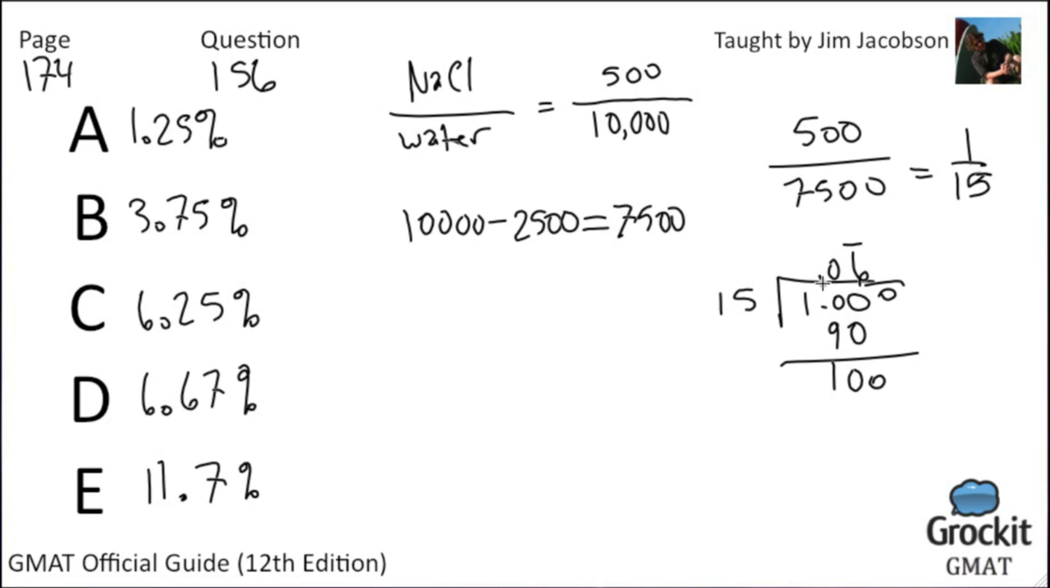And expressed as a percent, we move the decimal point over 2. So it's actually going to be 6.6 repeating percent. The closest one to that, rounded, is choice D, 6 2/3%.